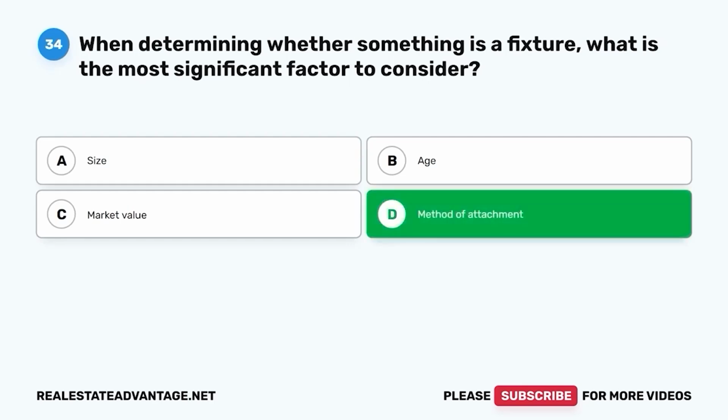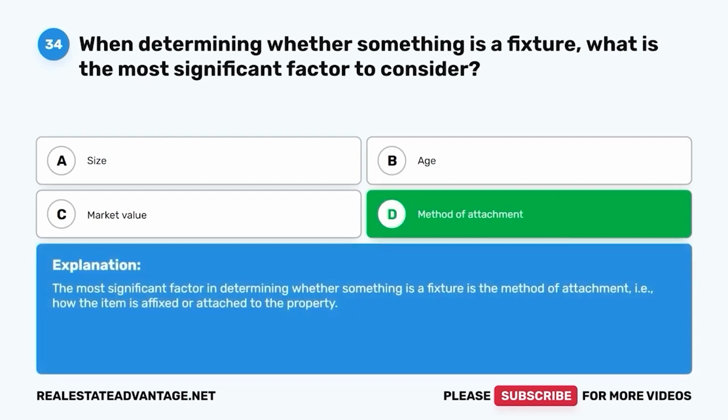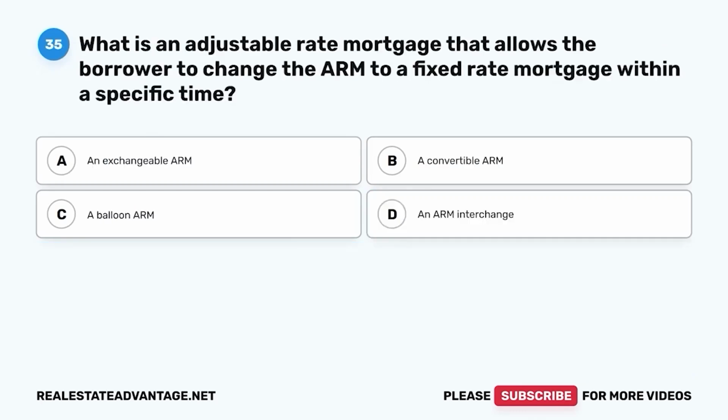The correct answer is D. Method of attachment. The most significant factor in determining whether something is a fixture is the method of attachment, that is, how the item is affixed or attached to the property.